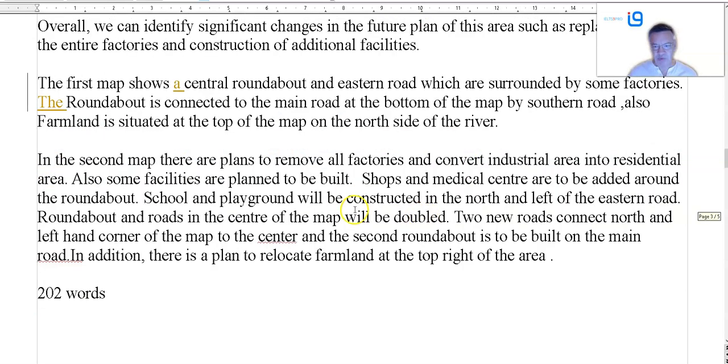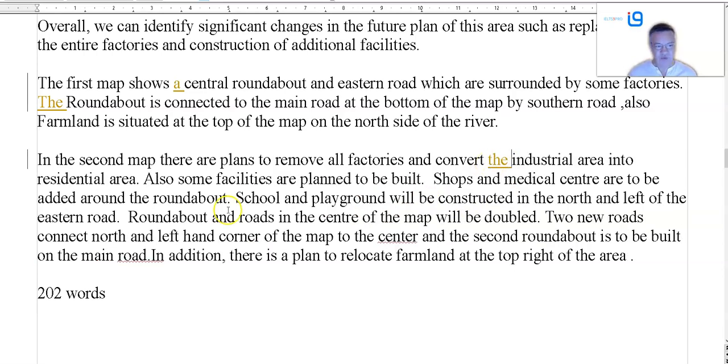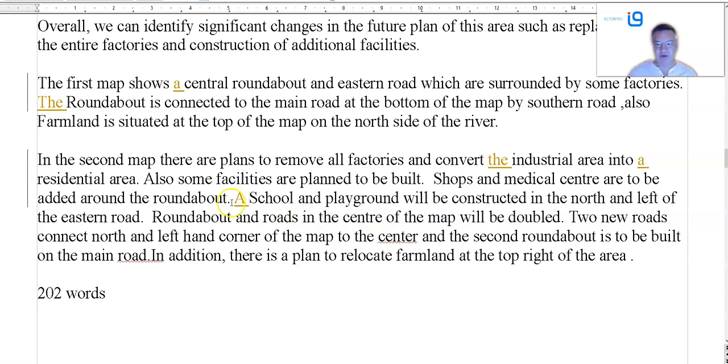Okay, second map, rural factories convert the industrial area into a residential one. Subsidies are planned to be built, shopping centres have been around, school and playground. Right, articles, a school and playground. Shops and a medical centre, a school and playground will be constructed. North and west, the eastern road. Roundabouts in the map will be doubled. You mean there will be a second one, so it's not going to be doubled, we won't say that.